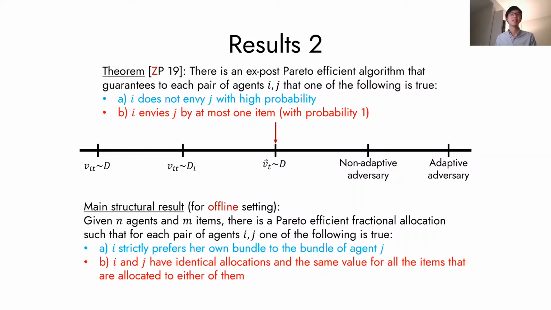Both the offline and online result have this two-part guarantee, which relates to how the offline result is used to prove the online result, with parts A and B corresponding to each other. Next, I'll explain the guarantee in the offline setting in a bit more detail.